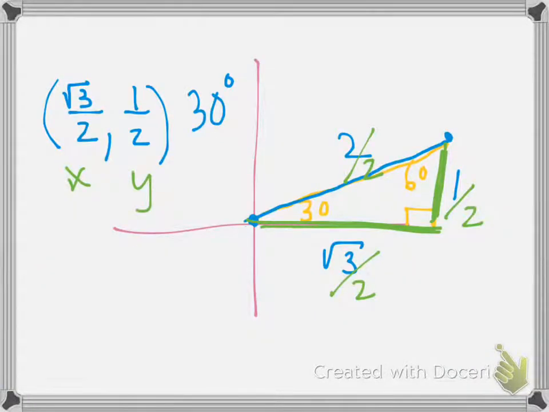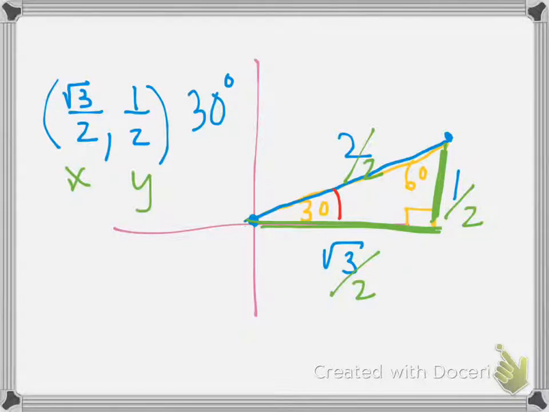The other ordered pair comes from the 30, 60, 90 triangle. I always draw this triangle off of the origin, 30 degrees. And you'll remember that across from 30 is 1, and across from the 90 is 2 in blue, and across from 60 degrees is the square root of 3.